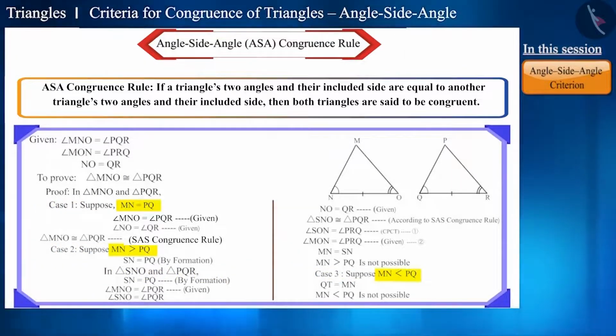Looking at the three possibilities, we can conclude that here side MN is equal to side PQ. Therefore, according to the SAS congruence criterion, triangle MNO and triangle PQR will be congruent to each other. Thus, by using the side angle side criterion, we proved the angle side angle criterion, that is the ASA congruence rule.